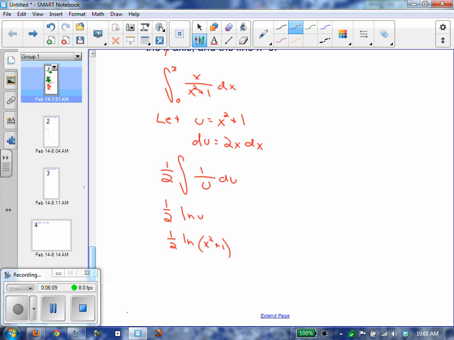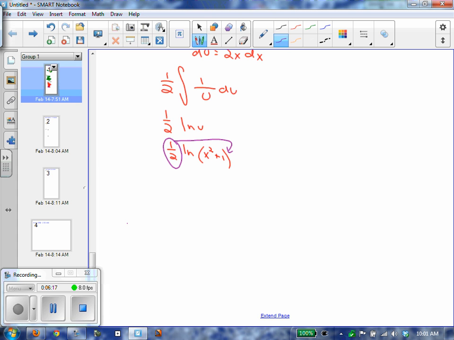All right, and then we have to evaluate that from 0 to 3. Well, it might even be easier if I put this back where it belongs. This is natural log of x squared plus 1, and that's going to be the square root of that. So now it's not so bad to plug things into.